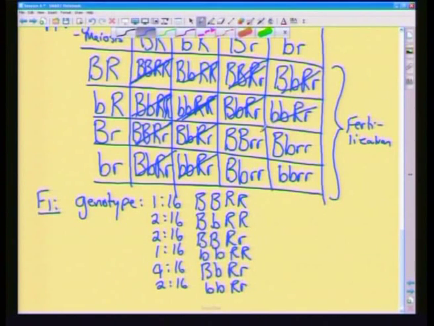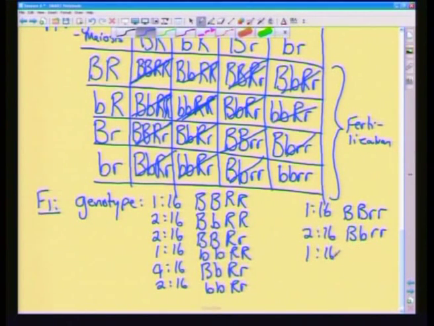Okay, and then we do this one. I'm going to write it here. Capital B, small r. We only have 1 in 16. And then capital B, small r. There's 1, 2. So we have 2 in 16. And finally, our poor little one, little homozygous recessive for everything, little b, little r.